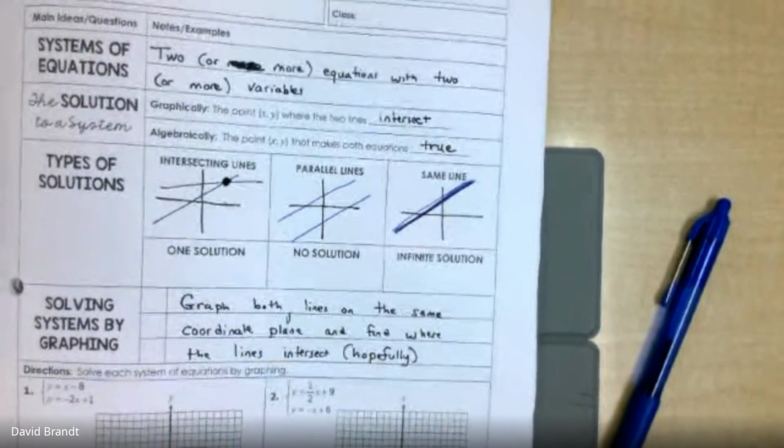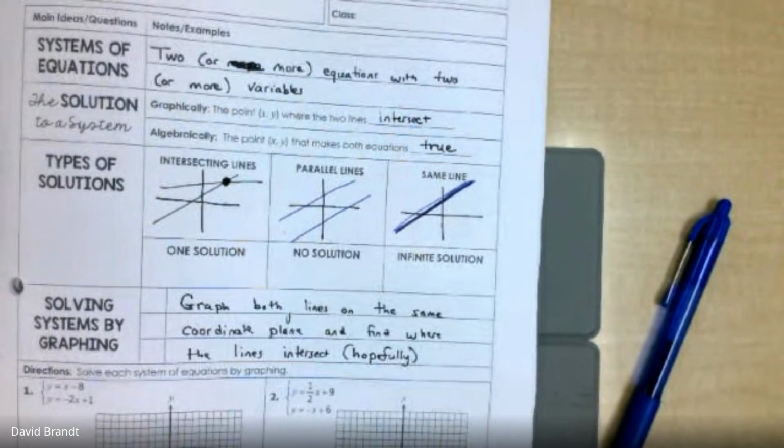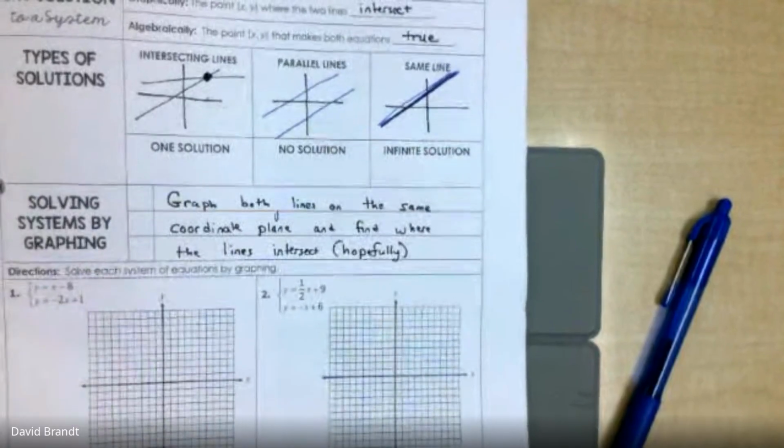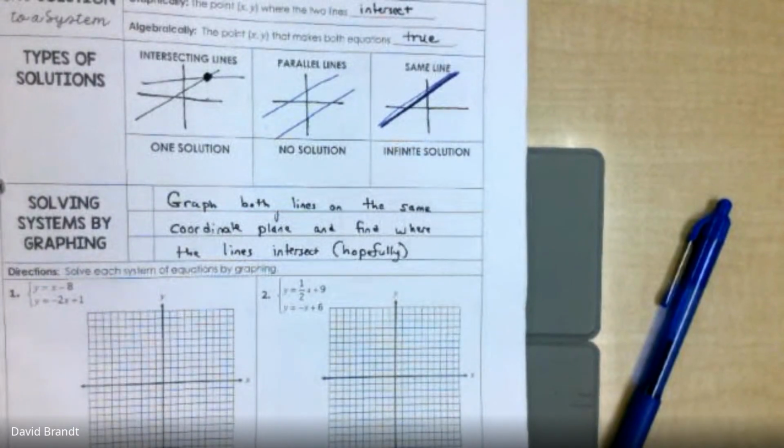We're going to actually do this on Desmos, all right? I'm not going to make you graph these equations by hand. All right, so on Desmos, when you solve these by graphing, you're just going to use Desmos to do it. Okay, so let's do this first one right here on Desmos. All right, so we're going to type that in. Let me share my screen. Let's see. Here we go.